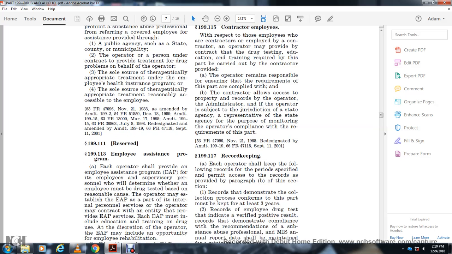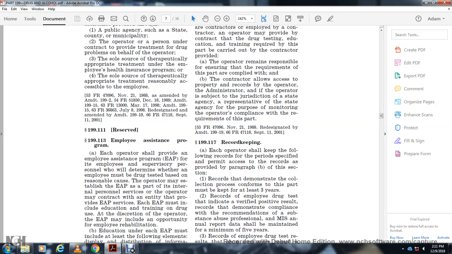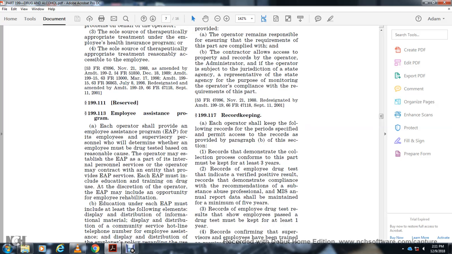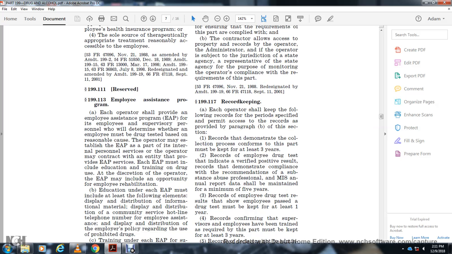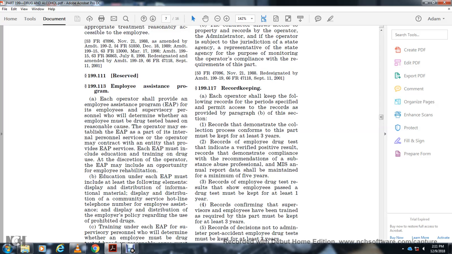Records of the employee's drug testing, including positive results, would demonstrate compliance with the recommendations of the substance abuse professional. The MIS annual report data shall be maintained for a minimum of 5 years. Records of employee drug test results that pass the drug test may be kept for at least 1 year. Records confirming that supervisors and employees have been trained under this part must be kept for at least 3 years.